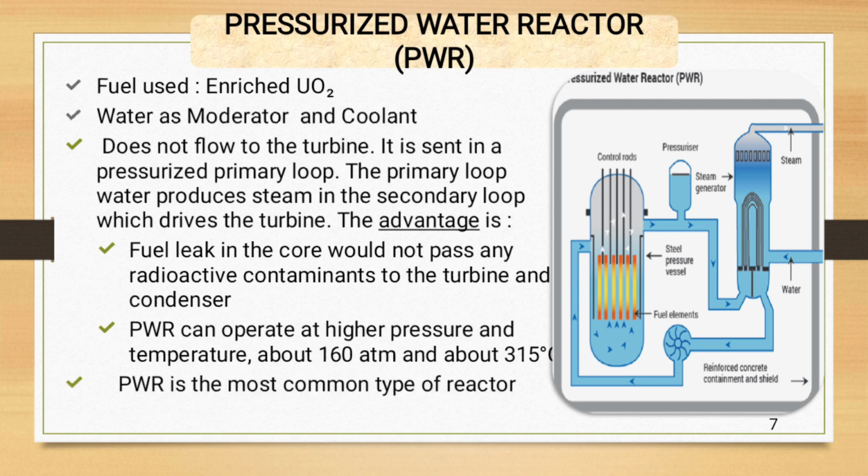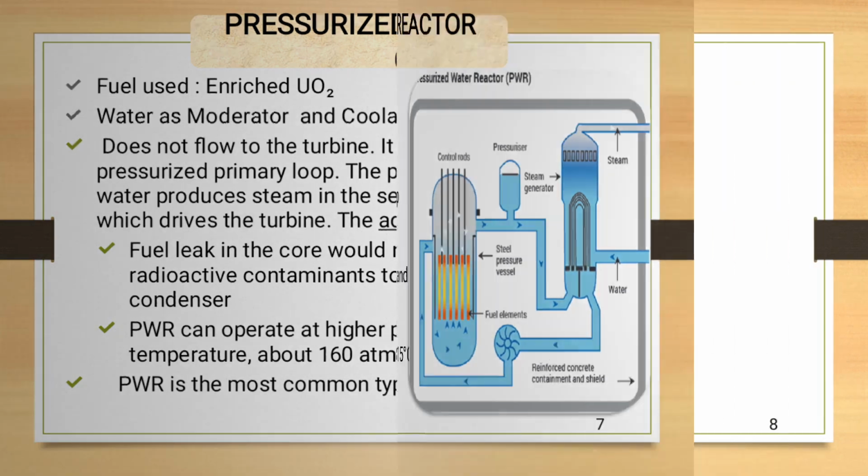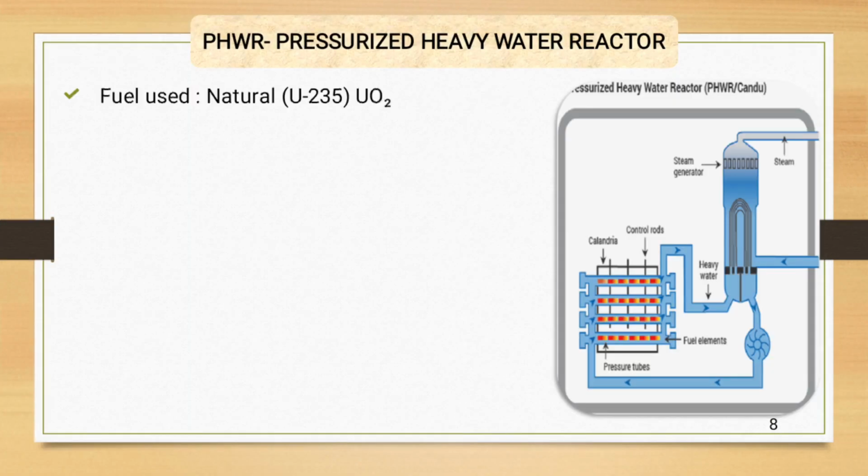Pressurized water reactors are the most common type of reactor used all over the world. Next is pressurized heavy water reactor. By the name heavy water, we can easily guess that heavy water is used in this pressurized heavy water reactor instead of water. The reason is that heavy water is more efficient in slowing down the neutrons emitted from the fuel elements.